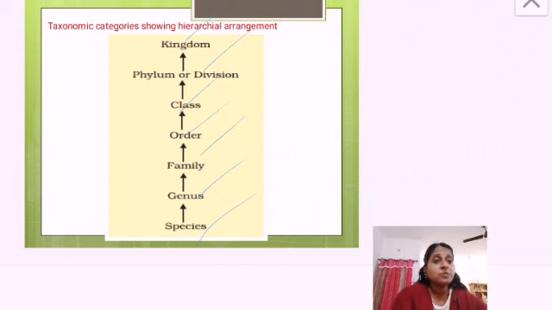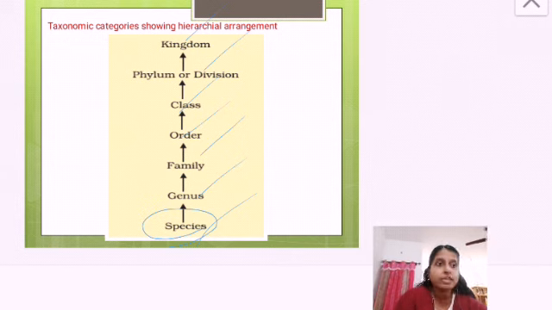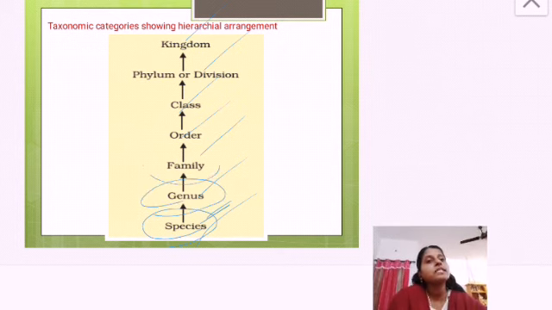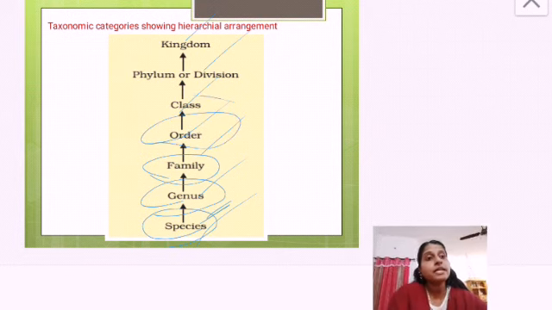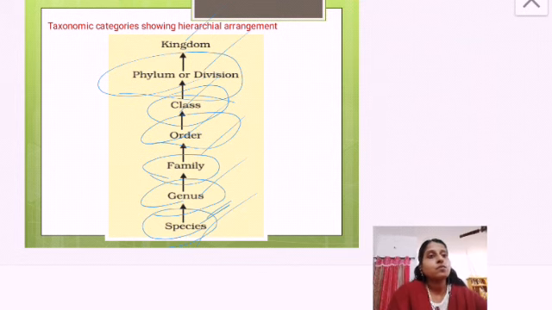Now what is a species? A species is a group of individuals which are interbreeding among themselves, producing fertile offspring. Like human is a species, Homo sapiens. Now genus: a group of similar species we call a genus. A group of similar genera, we call a family. A group of similar families, an order. A group of similar orders, a class. A group of similar classes, a phylum. And a group of similar phyla, we call a kingdom.